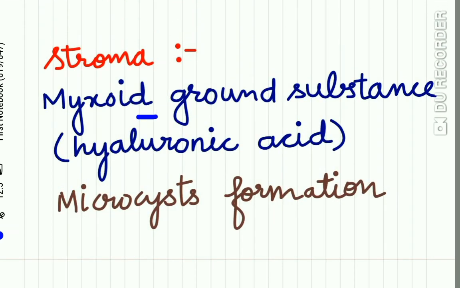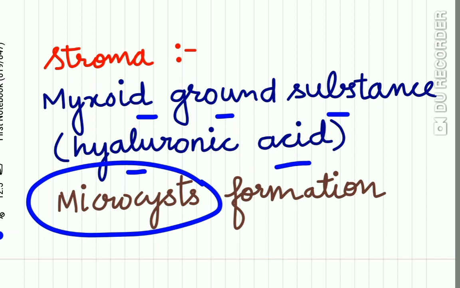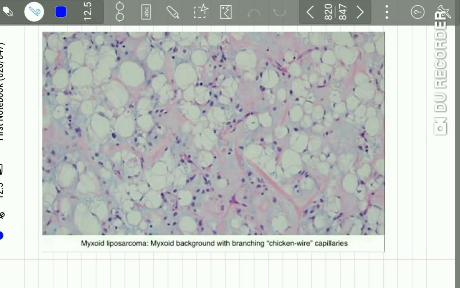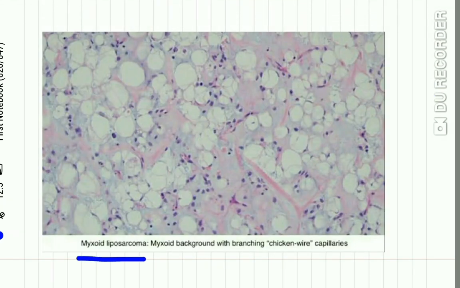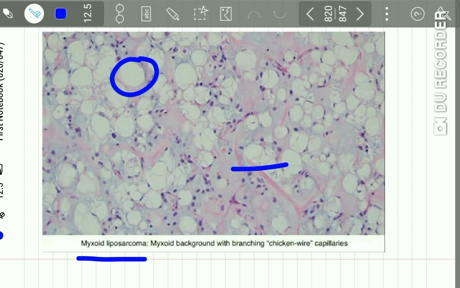The stroma, as I have discussed, is made up of myxoid ground substance rich in hyaluronic acid, and it shows microcyst formation. So here you can see myxoid liposarcoma, in which there may be microcyst formation, the myxoid stroma, and the adipocytes.